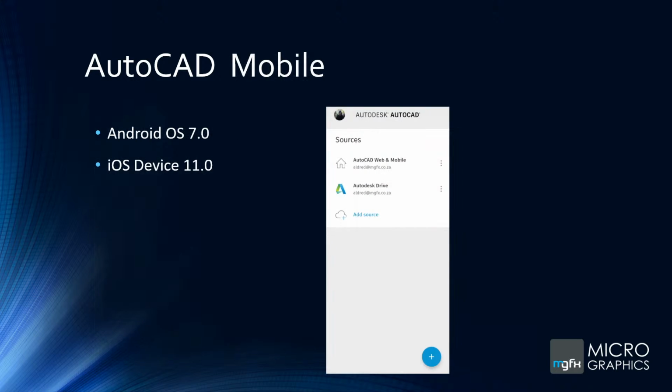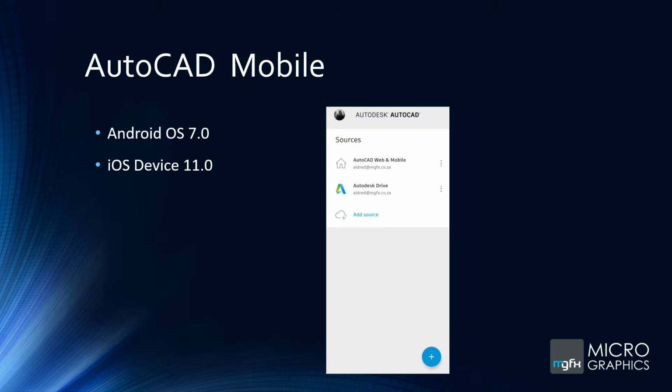Okay, on the AutoCAD mobile side, when you log in on your Android or iOS device, you'll see AutoCAD Web and Mobile, Autodesk Drive, or you can add a source as well. So adding a source would be your OneDrive, your Box, your Dropbox, etc. And you have to have at least Android operating system 7 and iOS operating system 11. Okay, so those are the ones that you need.